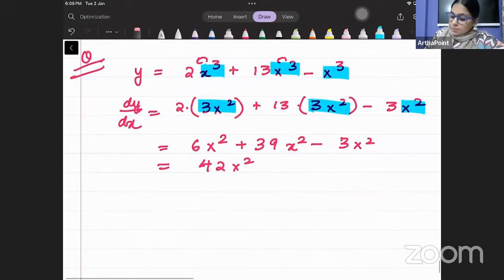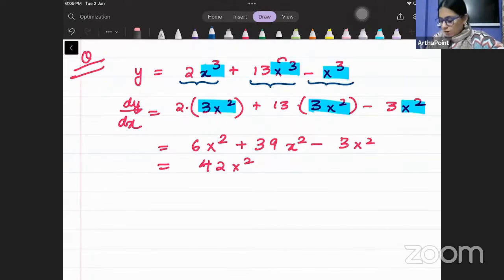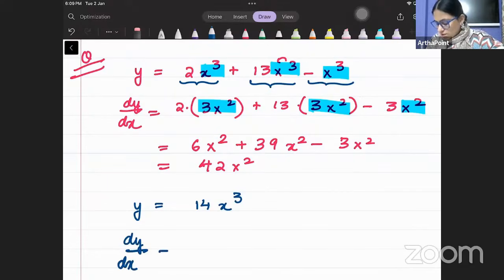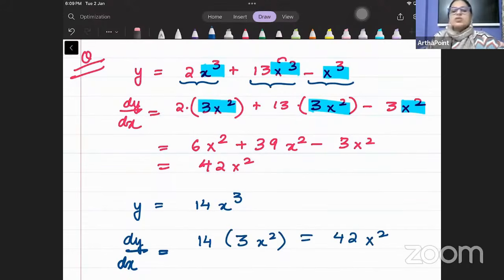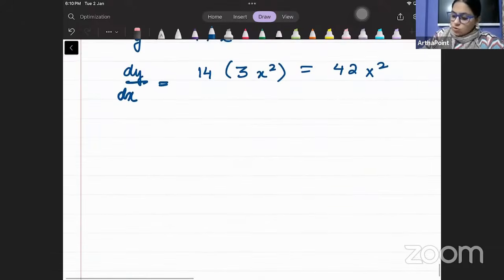समझ में आ रही है बात? बेटा पहले मैं इनको ऐड भी कर सकती थी. सो 2x^3 + 13, that means 15x^3 - 1, तो 14x^3 हो गया. तो मैं अगर पहले इनको सॉल्व कर देती तो यहाँ पे आता 14x^3, और अगर मैं इसको फिर डिफरेंशिएट कर देती तो बेटा पावर will come down and पावर will reduce by 1, तो भी मुझे 14x^2 ही मिलता. तो दोनों से ही मुझे सेम आंसर मिलेगा, I will get the same answer.